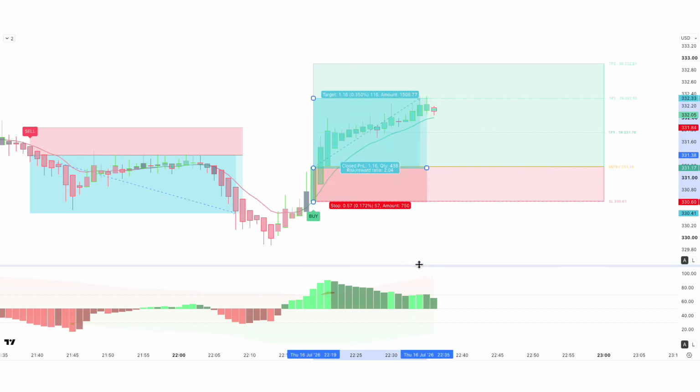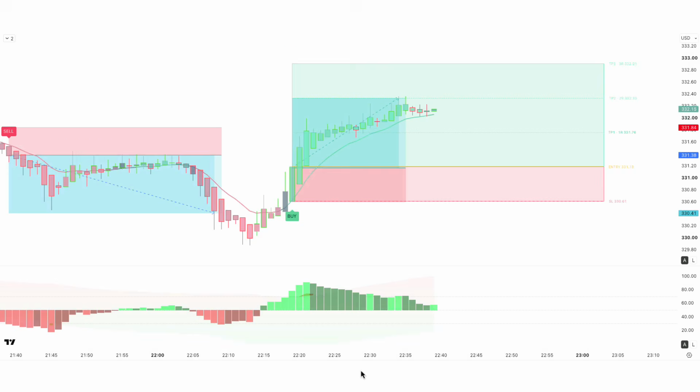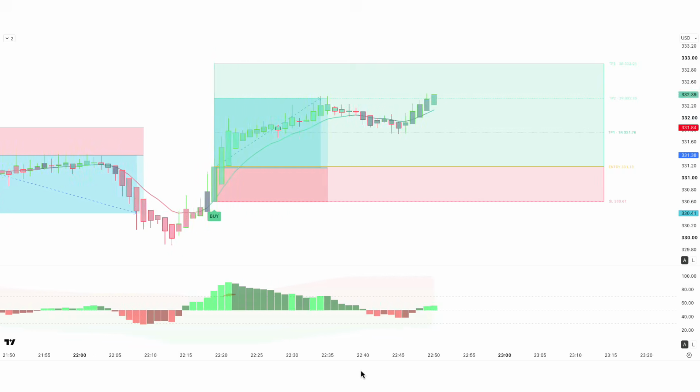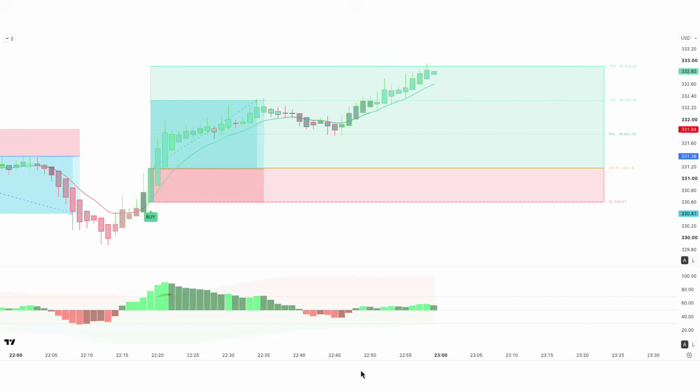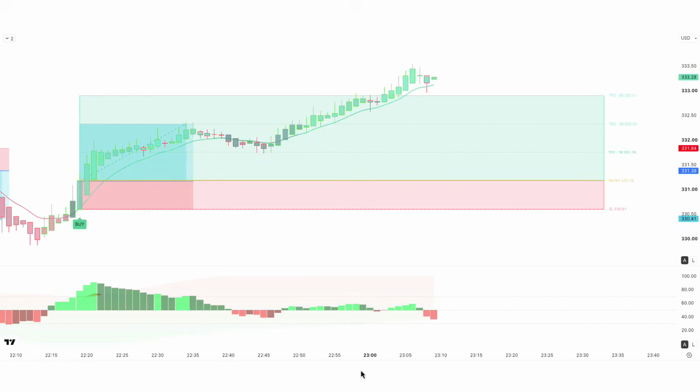I hope you must have liked this trading setup and strategy. If not, then it doesn't matter. We are going to see examples of some trades so that you will definitely understand.